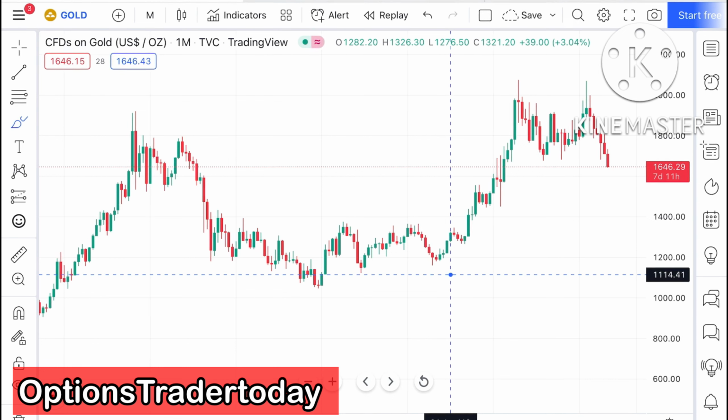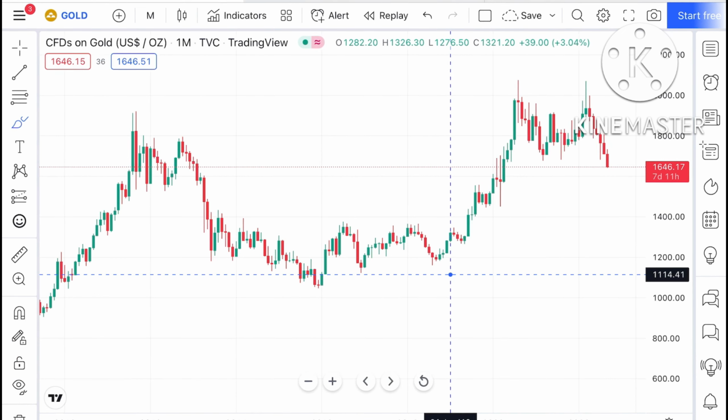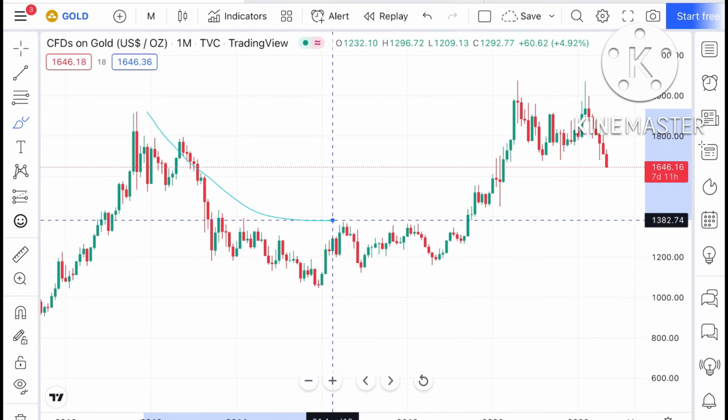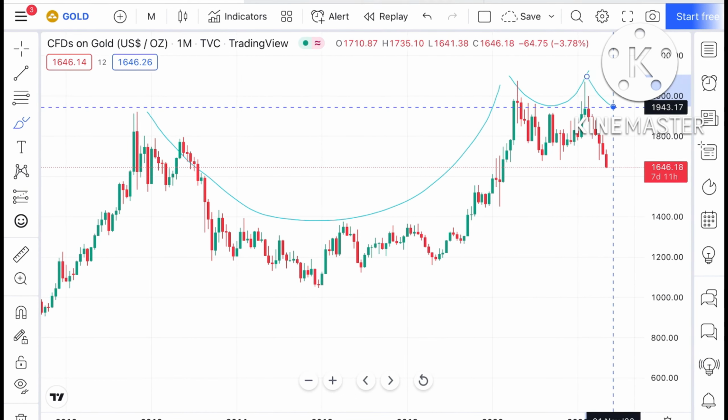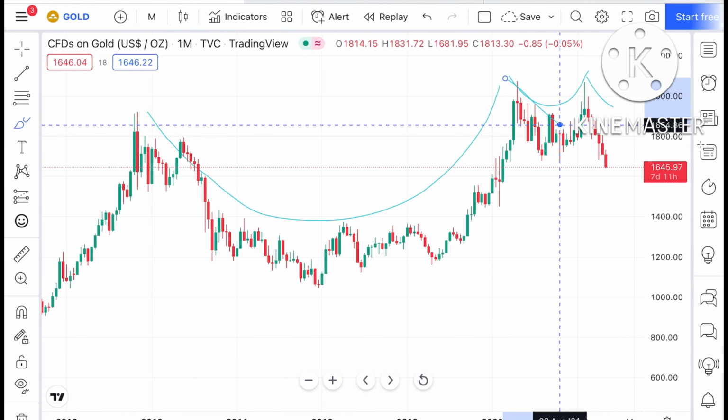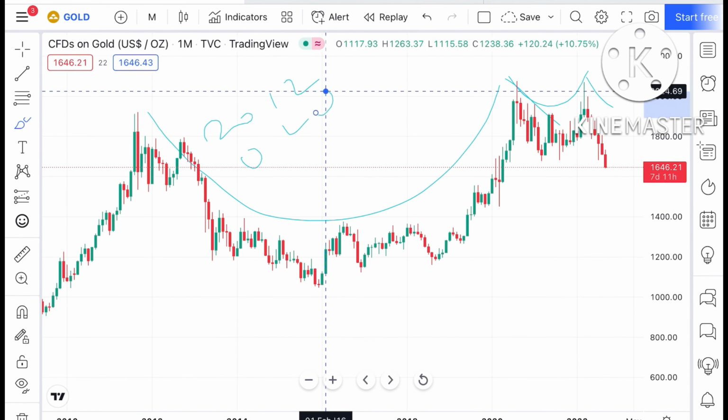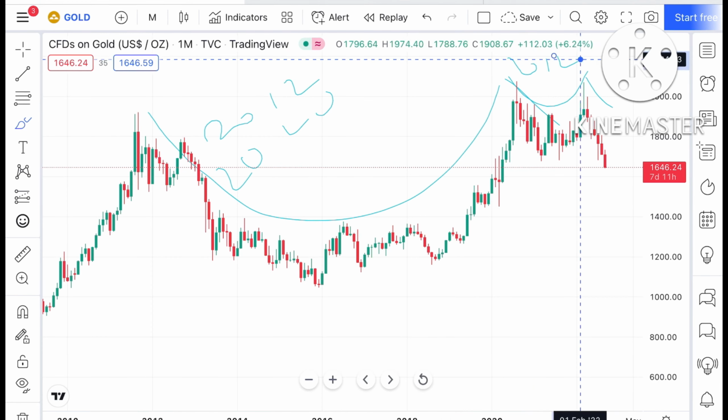So today in this video I'll explain how the price of gold has moved in the last month and how the price of gold can move in the next month. As you can see, the price of gold formed a pattern from 2012 to 2020, and the next pattern is forming at around 2020 to 2022.